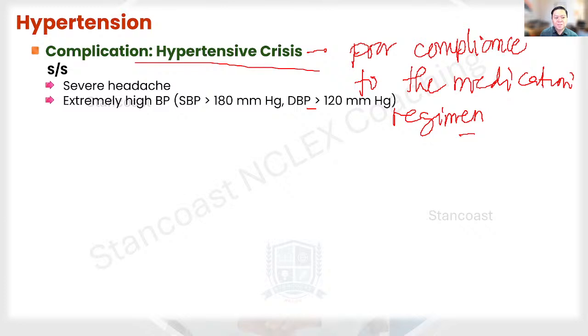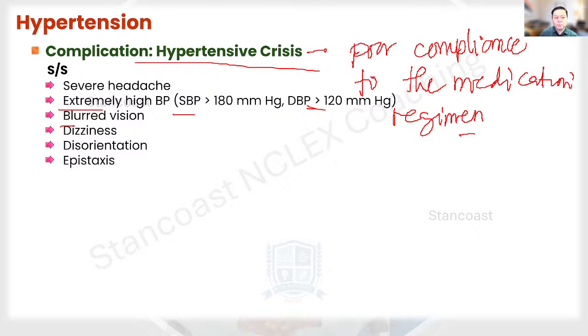And so again, their blood pressure can skyrocket with a minimum of more than 180 mmHg for the systolic, greater than 120 for the diastolic. Along with that, they can also manifest some blurring of the vision. Maybe they're going to be dizzy. Maybe there will be some confusion because of the poor oxygenation or blood supply to the brain. And at some point, they're going to end up with nosebleeds, epistaxis, because of the rupture of those minute blood vessels in the nose.